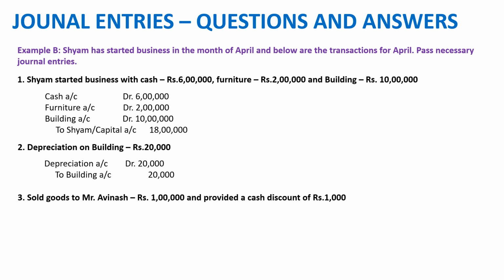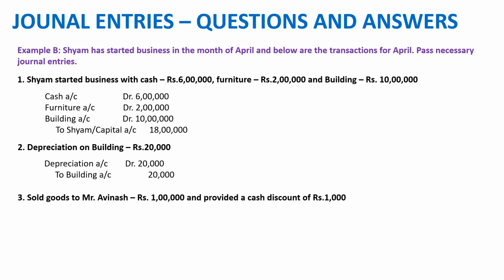Okay. So Avinash is the customer. Avinash is an asset for the company and that value is increasing by 1 lakh, right? Because you have to receive money from Avinash, right? Now you are giving a cash discount of 1,000. So are you going to get 1 lakh from Avinash or is it 99,000? The answer is 99,000 because you are giving a discount of 1,000, right?